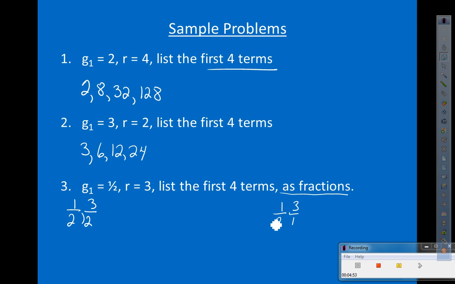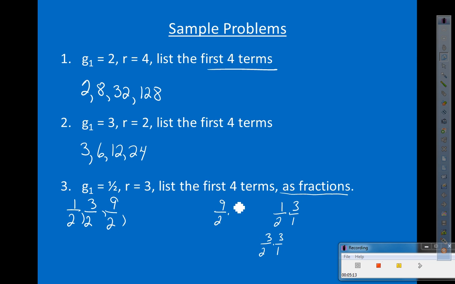Now, I need to take 3 over 2 times 3 over 1. Well, we'll do the same thing. 3 times 3 is 9. 2 times 1 is 2. So my next term must be 9 over 2.